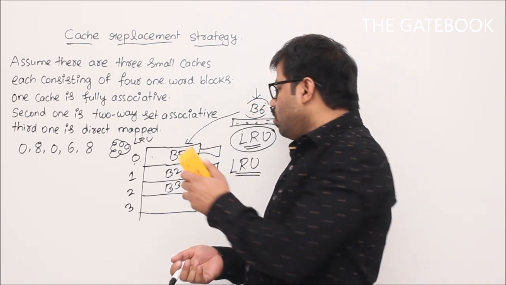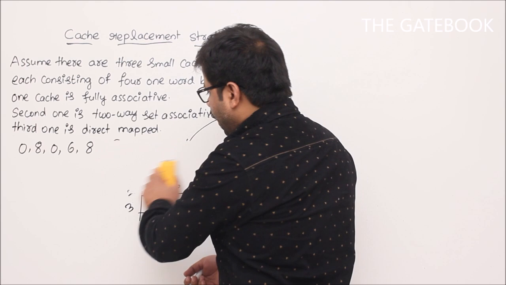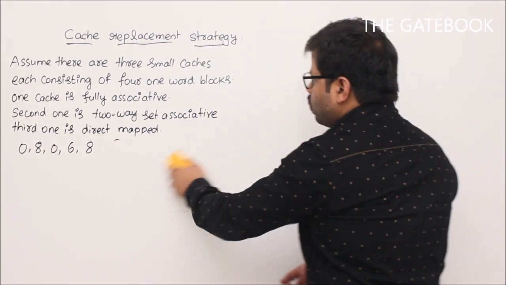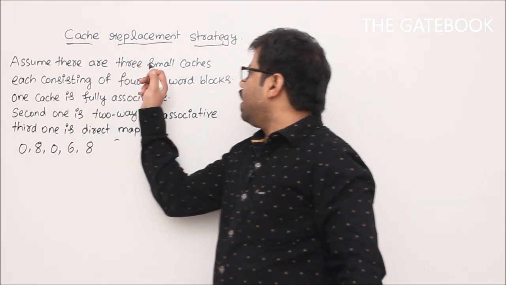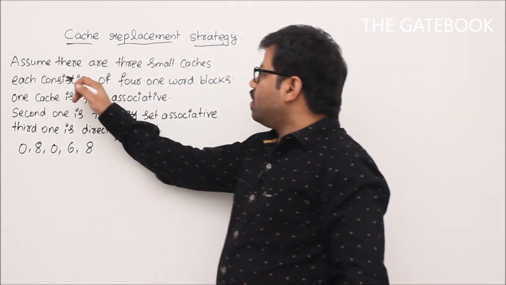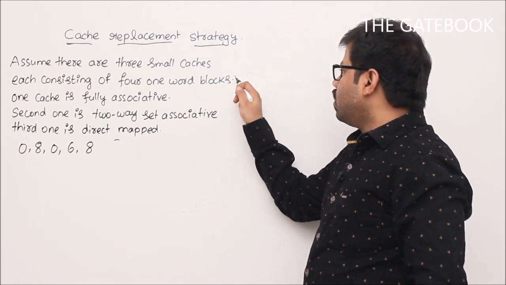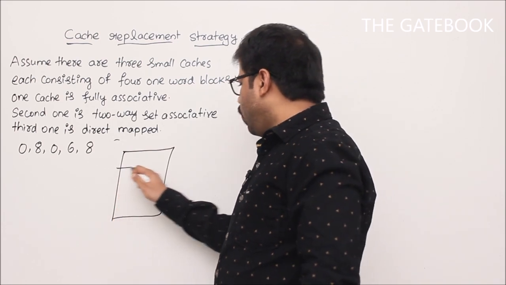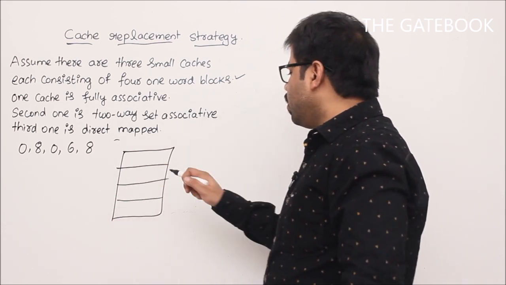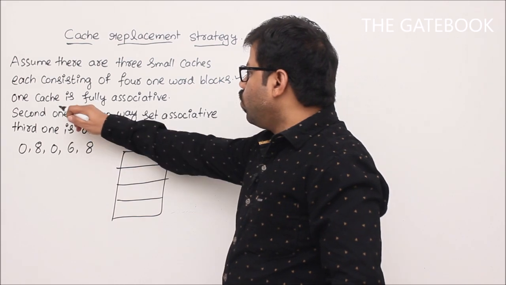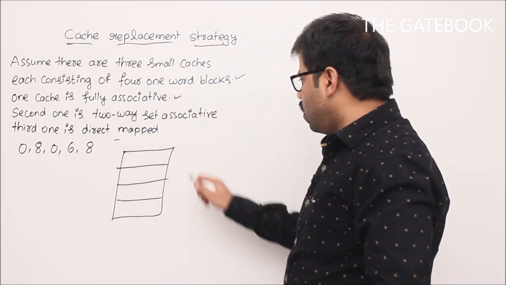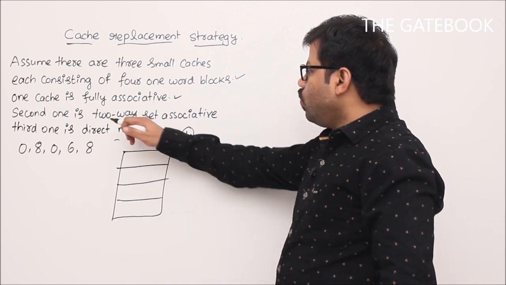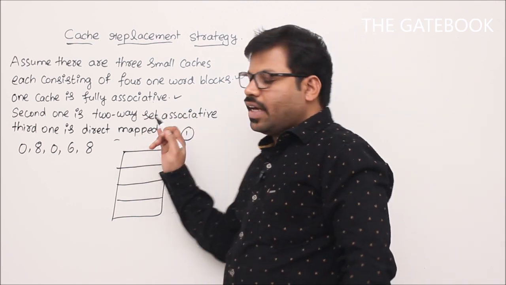Using that, now we will try to solve this problem. That's it, a very simple concept. We'll try to apply it so that we remember it. Assume there are 3 small caches, each consisting of 4 one-word blocks. So the question is about a small cache with 4 blocks, right? We have to take 3 models. The first model is fully associative. The second model is two-way set associative. The third one is direct mapped.